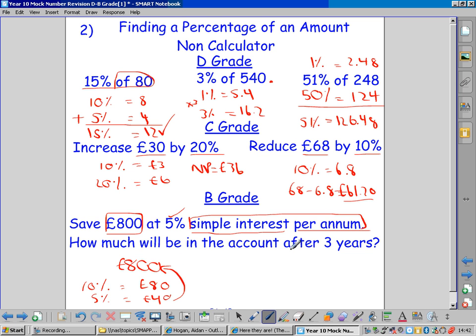How much will be in the account after 3 years? You see what you get for 1 year and you times it by 3. £40 times 3 is £120. That's not bad for leaving your money in the bank. You'd be disappointed if you found there was only £120, because you'll still have your original £800. £120 plus 800, the original amount. After 3 years, you'd have £920 in your account. That much made in interest. That was your starting amount. That was your 5% for 3 years.